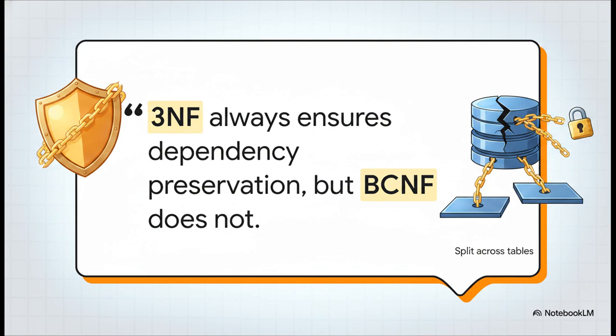But, and this is a big one, there's a crucial trade-off. While 3NF always makes sure you can preserve your dependencies, BCNF, well, it doesn't. Sometimes when you're remodeling your tables to meet this super strict BCNF code, you might accidentally break one of your original data rules because it gets split across tables in a weird way and you can't check it easily anymore.